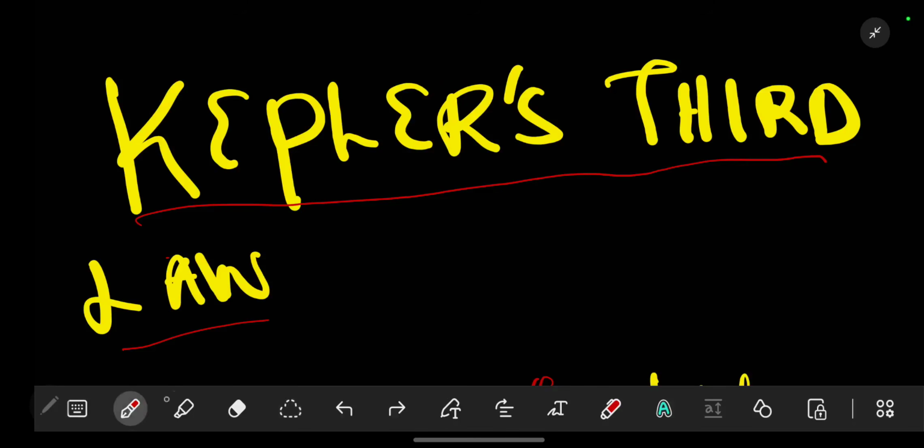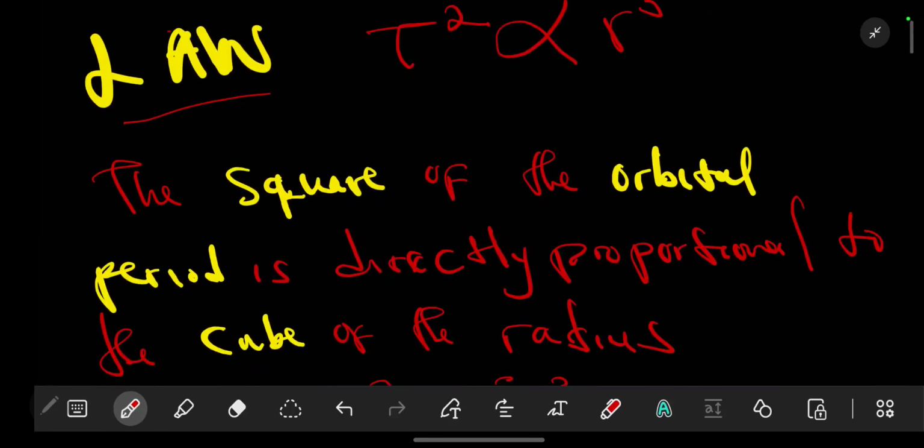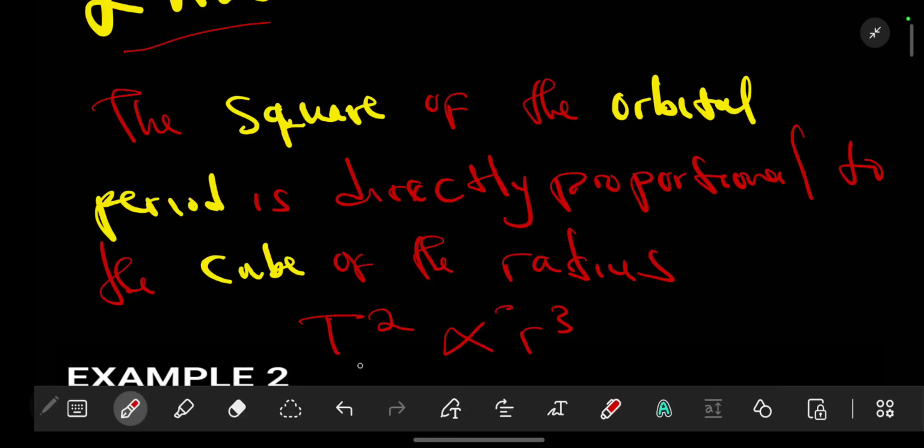So here today we are going to be looking at Kepler's third law and all the calculations. So what does it say? Kepler's third law states that the square of the orbital period is directly proportional to the cube of the radius. So this is Kepler's third law. The square of the orbital period is directly proportional to the cube of the radius. So the expression is this.